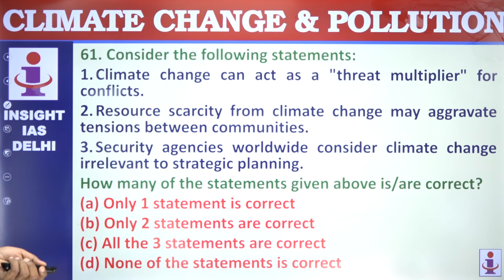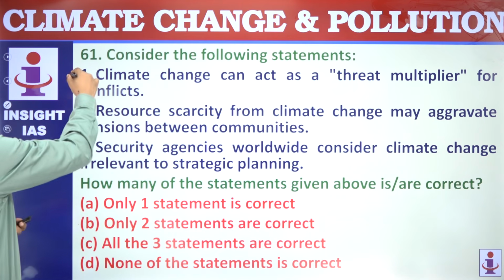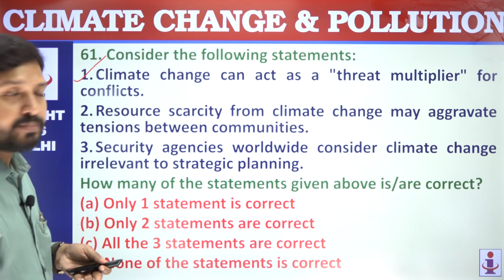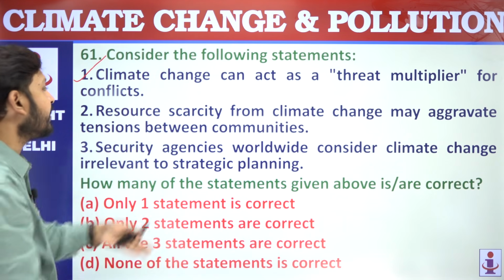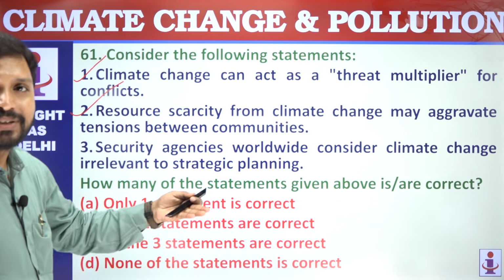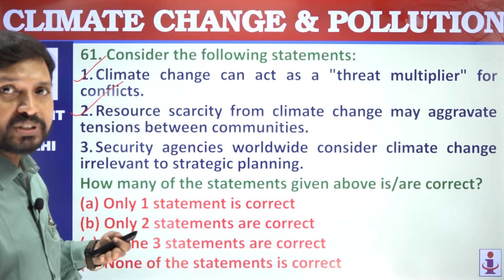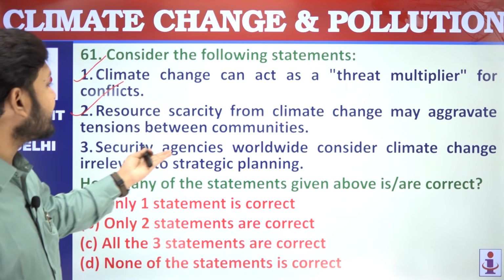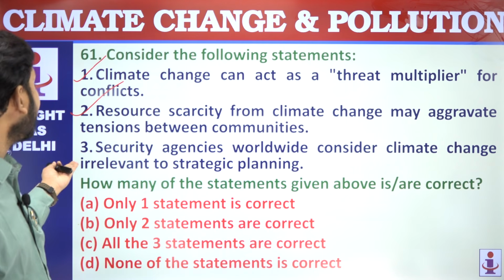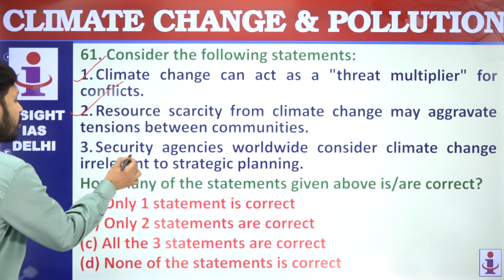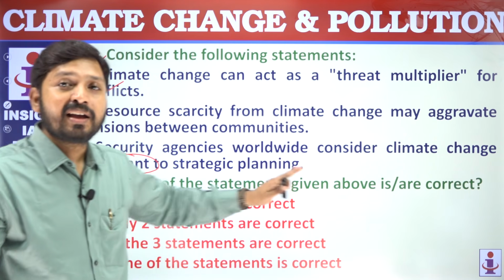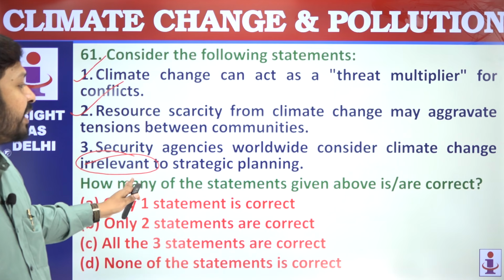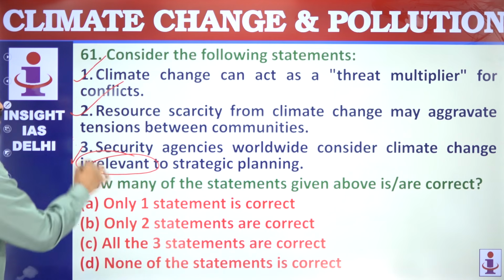Climate change can act as a threat multiplier for conflicts. Yes, climate change can act as a threat multiplier. Resource scarcity from climate change may aggravate tensions between the communities. This is also true, because communities will start fighting for the limited resources that are there. And security agencies worldwide considering climate change irrelevant to strategic planning. No, see, the security agencies are considering this one as very, very relevant. Okay, so it is not irrelevant. This is the wrong statement.